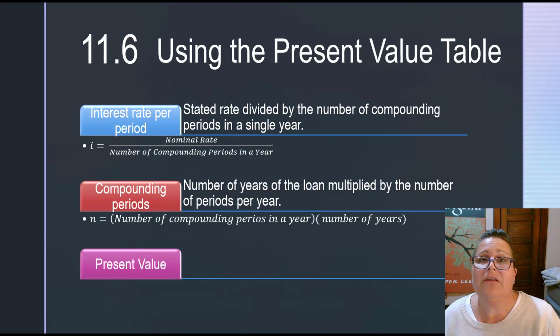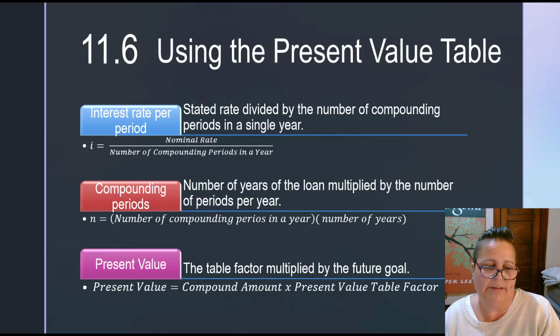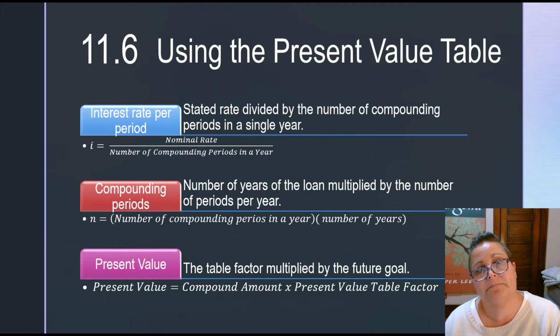The present value is what we are finding. In order to find the present value amount, you're going to find that table factor, and you're going to then multiply it by the future goal. So the present value of an account will be the compounded amount, that's your future goal. Compounded amount is your future goal or the future value, and we're going to multiply that by the present value table factor.